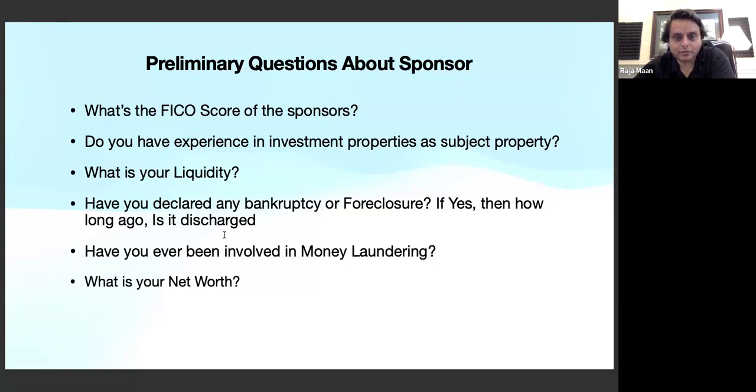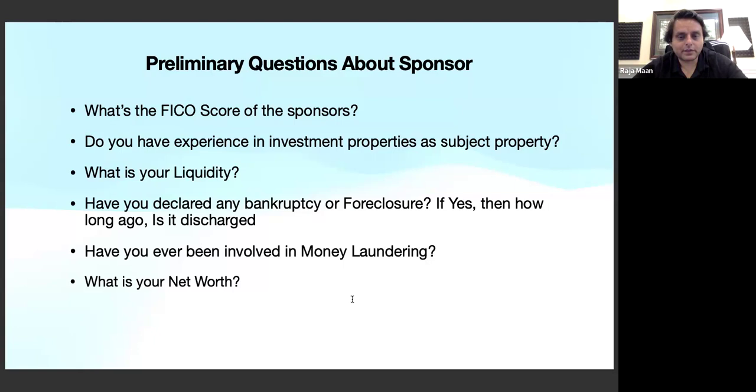Have you ever been involved in money laundering? That is a big no. When the clients have money laundering or any judgments, any fraud they have done related to money, that is very challenging. We have done some deals with money laundering they have done in the past. They got discharged and everything, but it's going to be really, really challenging. So better not to have it.